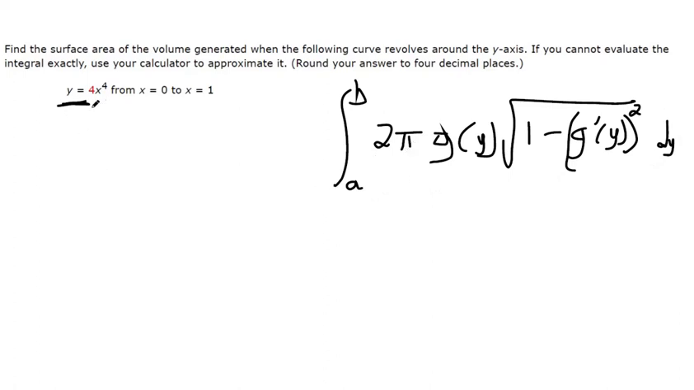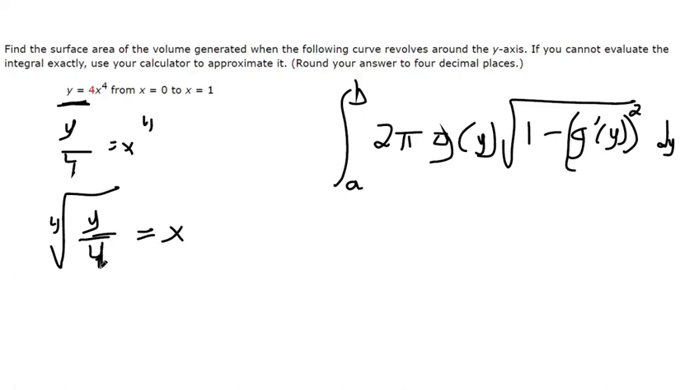Okay. So to get this in terms of y, I divide 4 from both sides. Then I use a fourth root to finish getting x by itself. Sorry about the terrible handwriting there. So that's our g of y. And then limits of integration. If you plug in 0 for x, you get y equals 0. And if you plug in 1 for x, you get y equals 4. So those are the lowest and highest values.